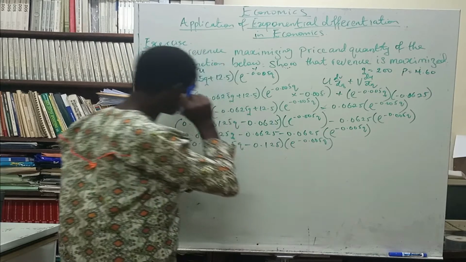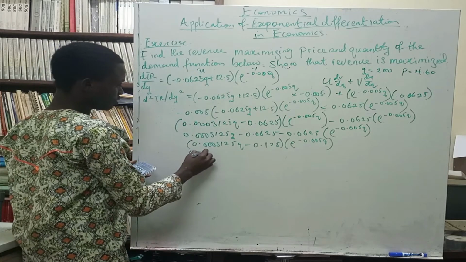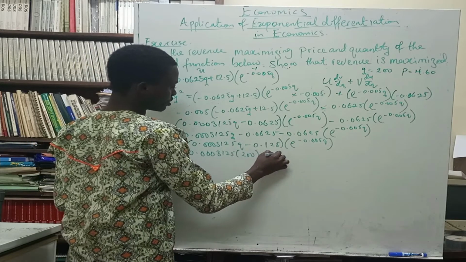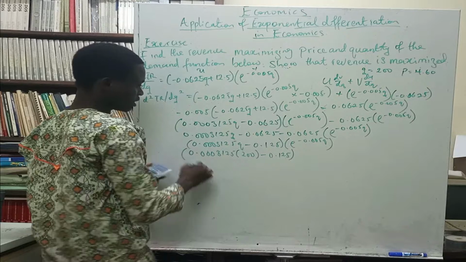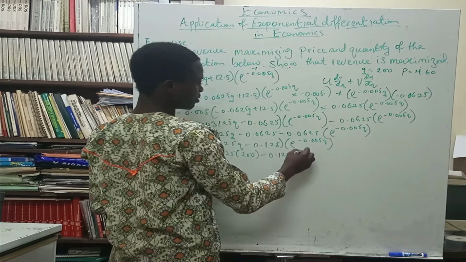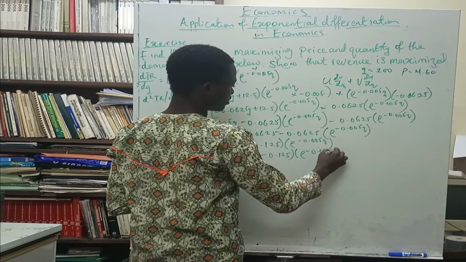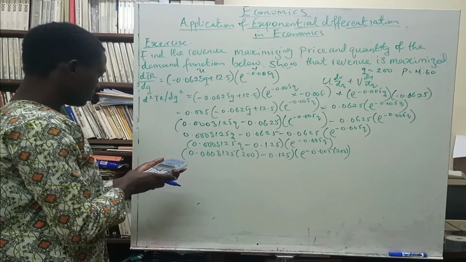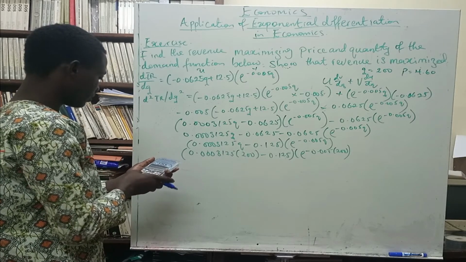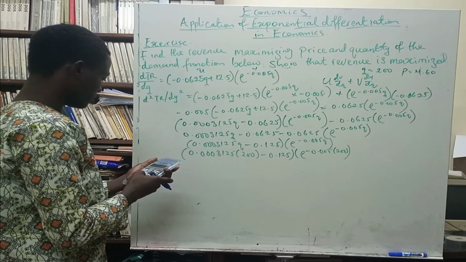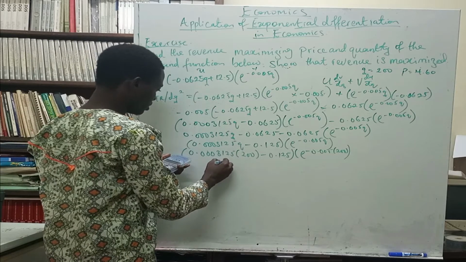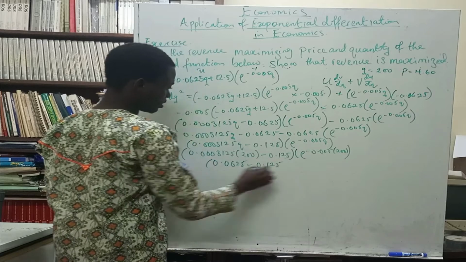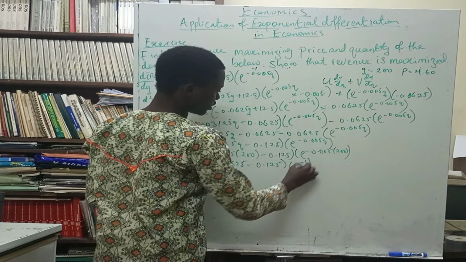So since we got the value of q to be 200, this is going to be 0.0003125 bracket 200 minus 0.125. Okay, then e raised to power, 0.005 into bracket 200 close the bracket. So 0.0003125 multiplied by 200 is 0.0625 minus 0.125. Then e raised to power minus 1 basically.